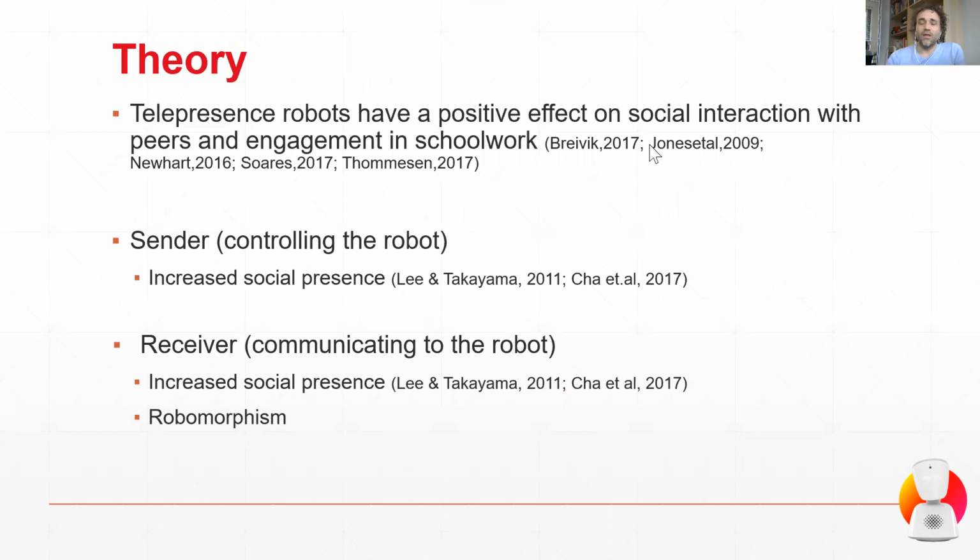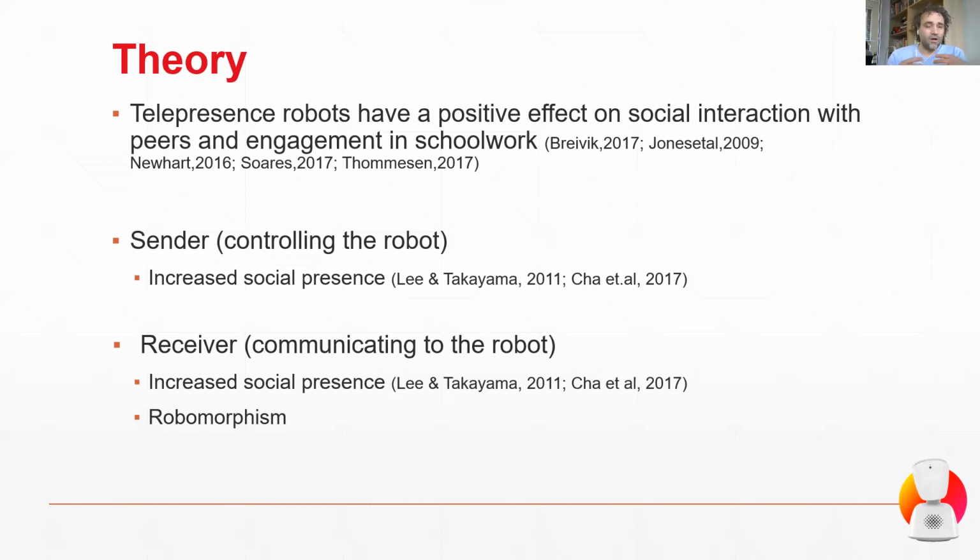Why, theoretically? As I said, case studies have been done, and they usually show a positive effect on social interaction with peers and engagement in schoolwork when using a telepresence robot compared to, for example, video conferencing. There are several reasons for it. The main reason, and the reason we also investigate in this study, is that there is more social presence. There are more feelings of co-presence and social presence when interacting via a robot. The person who interacts with the robot feels present in the classroom because he or she knows he or she is represented in the classroom, and the persons in the classroom can see the robot. So there may be more social presence going on there.